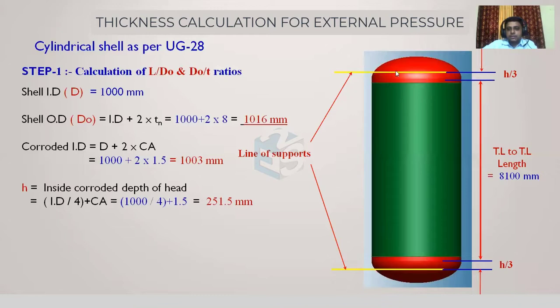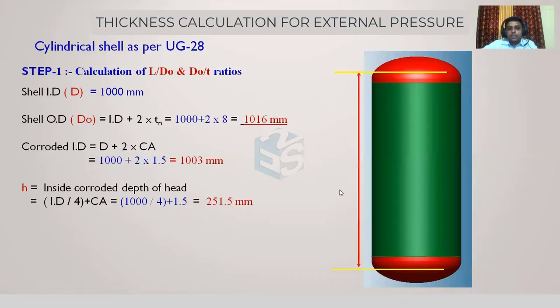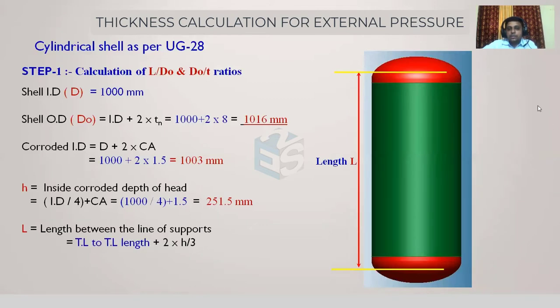In this case, the line of support is an imaginary line which is located at a distance of H by 3 from the tan line. So we have to take the tan to tan length, plus we have to add H by 3 and H by 3 on both the sides to get the value of length. So let's say this is our length. How will you calculate this? Length between the line of support is equal to tan length plus 2 times H by 3 distance.